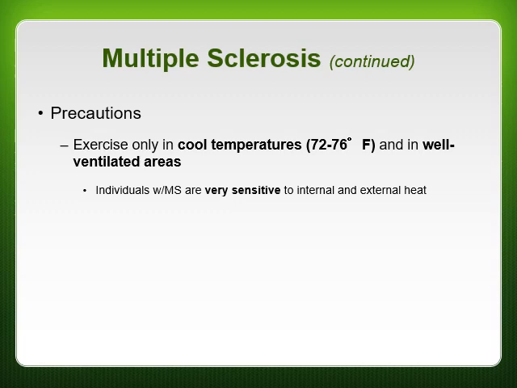Other precautions. You saw a little bit of this when they just mentioned recommending being in a pool with water greater than 85 degrees. The reason being, exercise only in cool temperatures. So that's a really moderate temperature range, 72 to 76 degrees. That's real nice. And well-ventilated areas. The reason being is that people with MS are very, very sensitive to internal and external heat. So I suppose we all live here in Florida, maybe not the best place in the world for people with MS to go because that heat is going to be problematic.